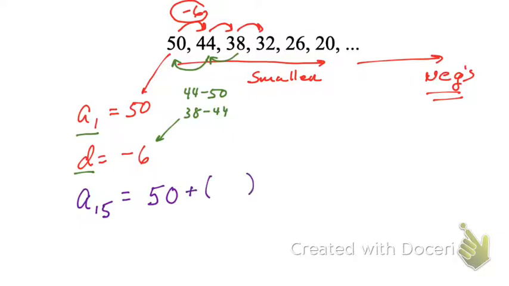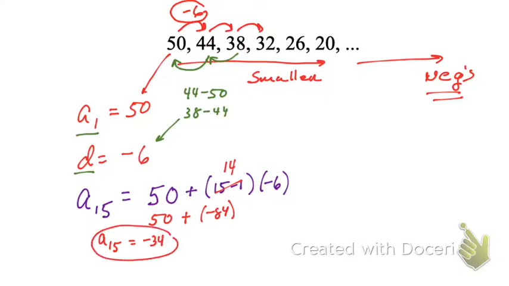Well, if I'm going to the 15th number, I will subtract 6, 15 minus 1 times, or 14. Then you just do the math. You say, well, that's 50 plus a negative 84. And we find out that our 15th number in line is negative 34. And we were kind of expecting to have negatives eventually when we got way out there. And we evidently went far enough to be in the negatives.